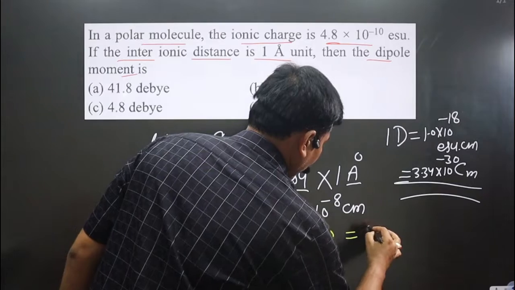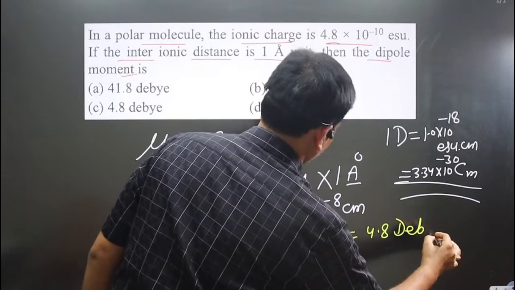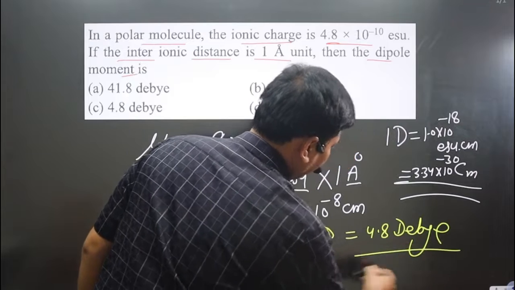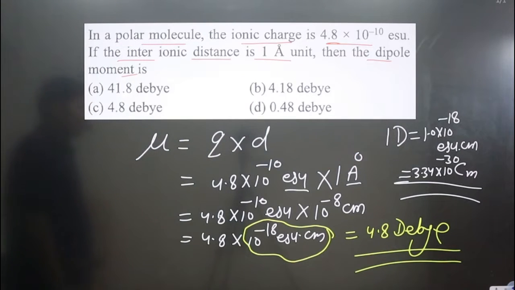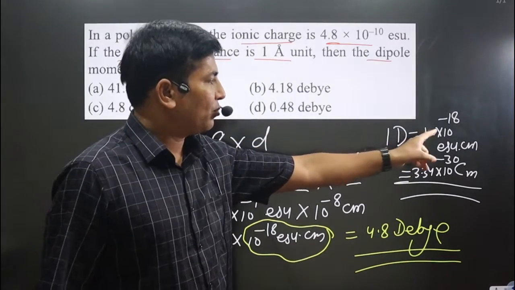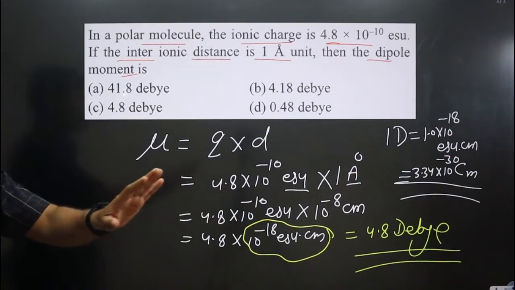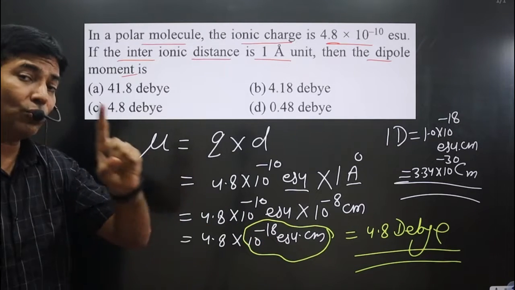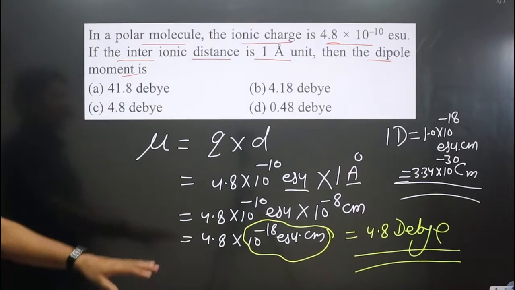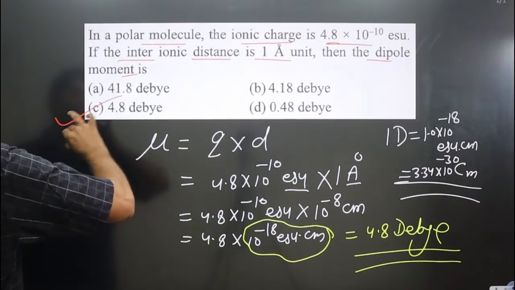Then we can say it is equal to 4.8 Debye, capital D also we can write. Very interesting. 1 Debye is equal to 1.0 multiplied by 10 to power minus 18 electrostatic unit centimeter. This portion is equal to 1 Debye. We got the answer 4.8 Debye. Among the options you can see, option C is correct.